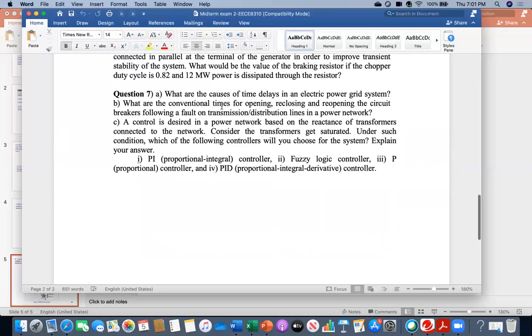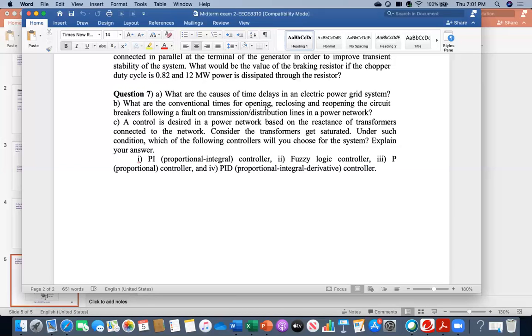Okay, this one. What are the causes of time delays in an electric power grid system? I think you all were able to write down. We discussed that one. And what are the conventional times for opening, reclosing, and reopening the circuit breakers following a fault on the transmission or distribution lines?